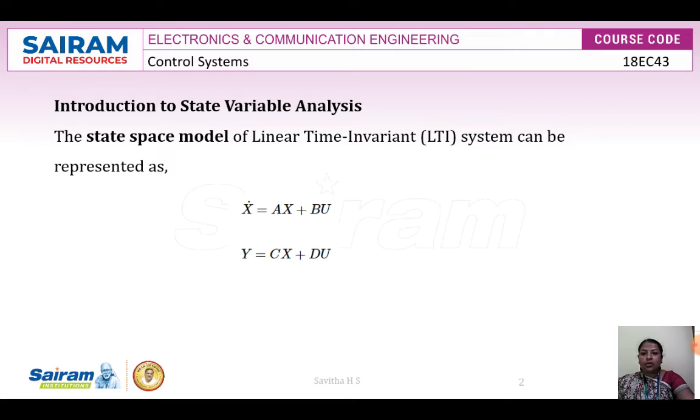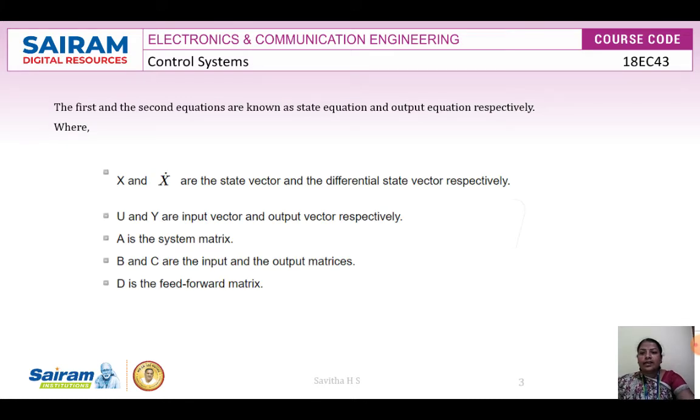The state space model of a linear time invariant system can be represented as, first expression x dot equals Ax plus Bu, and the second expression is y equals Cx plus Du. The first and the second equations are known as the state equation and the output equation respectively, where x and x dot are the state vector and the differential state vector. U and y are the input vector and the output vector respectively. A is the system matrix, B and C are the input and the output matrices, and D is the feed forward matrix.